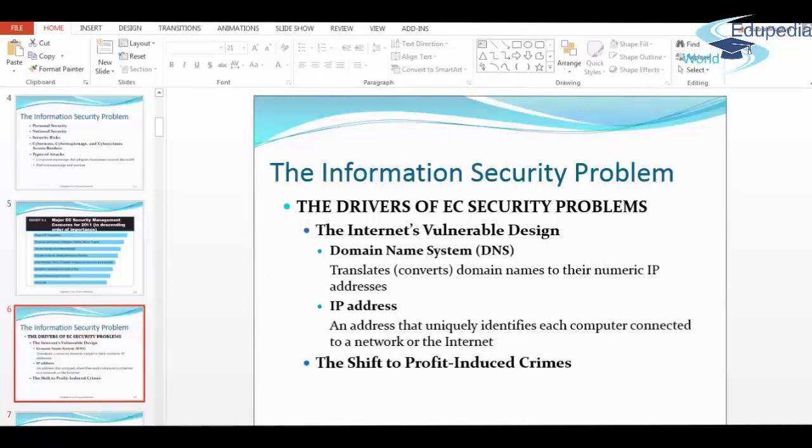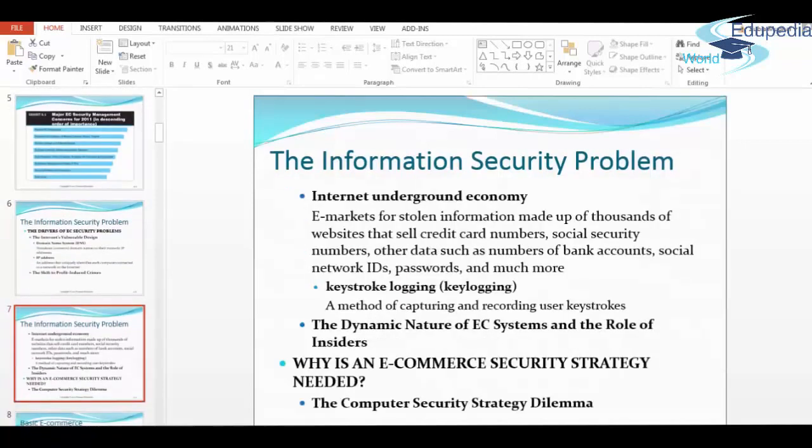I'm just recapping. The domain name system, the IP address, and the shift to profit-induced crimes, all of these collectively, and many more problems like these, bring about challenges to electronic commerce security. The internet underground economy is the e-markets for stolen information made up of thousands of websites that sell credit card numbers, social security numbers, other data such as bank account numbers, social network IDs, passwords, and much more.